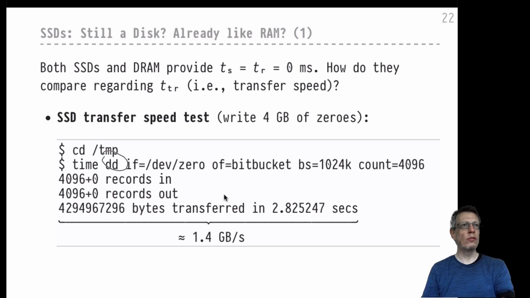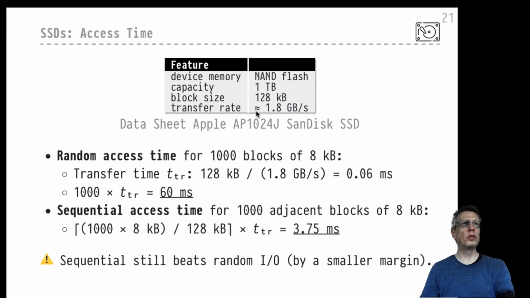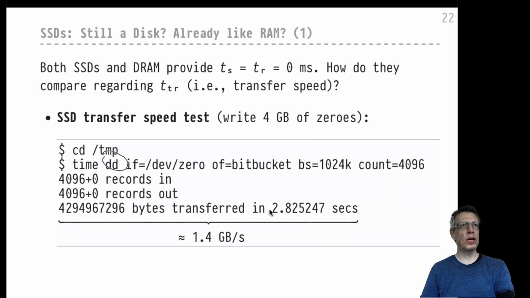If I do that, I will see that, of course, 4 gigabytes of data will be transferred in 2.8 seconds. That means the transfer rate is about 1.5 gigabytes per second. So this is the transfer rate I can achieve with this particular SSD. The data sheet was promising 1.8 gigabytes per second. Probably this is marketing speak, or I've been unlucky in my experiment, but 1.5 gigabytes per second, that's in the expected ballpark. All right. So how about DRAM transfer speeds?